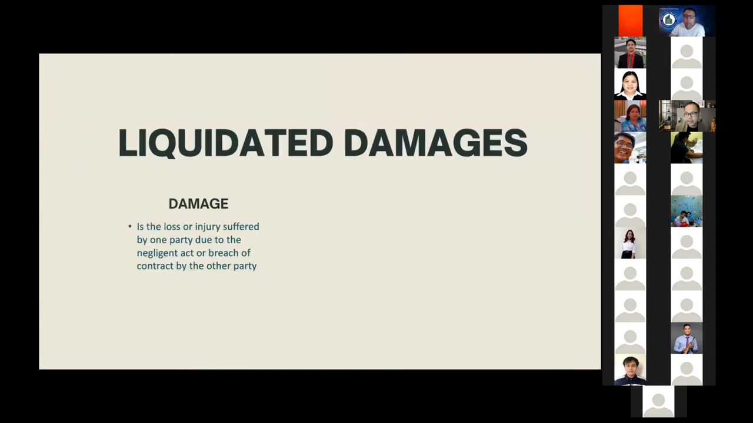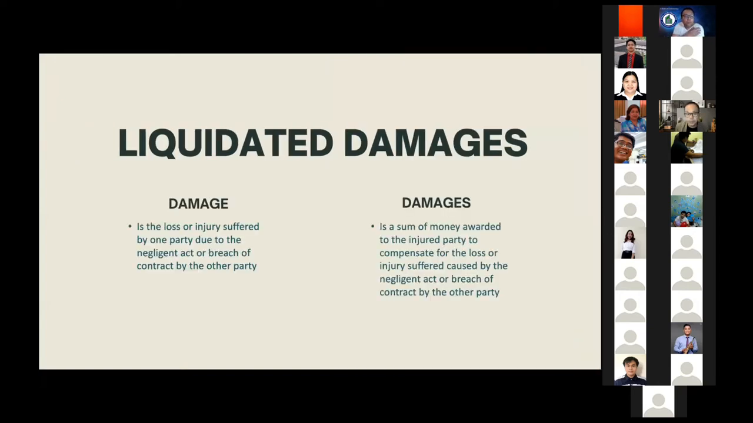But before proceeding with the discussion, it is important to distinguish damage and damages. Damages are compensatory in nature. In other words, damages are a sum of money awarded to the party who suffered loss or injury due to a breach of contract. The objective of damages is to restore the injured party to a state as if the injury or loss did not occur. Damage, on the other hand, is the loss or the injury suffered by one party due to the negligent act or breach of contract by the other party.